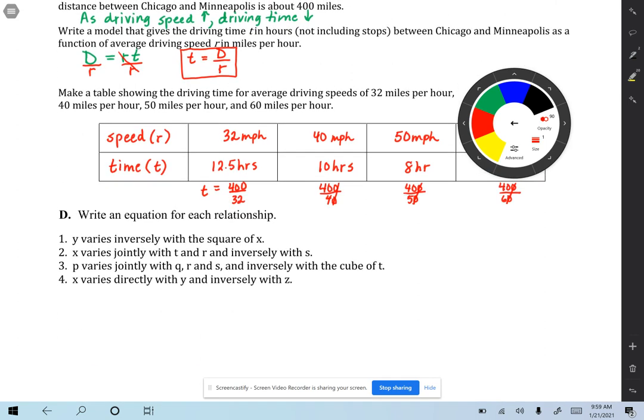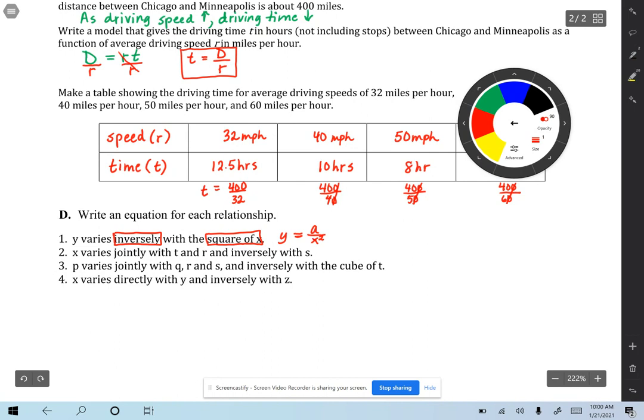Next one. Or I'm sorry, for yes. As one increases, the other decreases. Write an equation for each relationship. Y varies inversely with the square of x. So I'm going to box in keywords. And notice the number 1 begins with y. So you would say y. When it says varies inversely, immediately put an equal sign. And when it's inverse, remember your constant goes on top and your variable goes in the bottom. And the variable is going to be the square of x. So that'd be x squared.